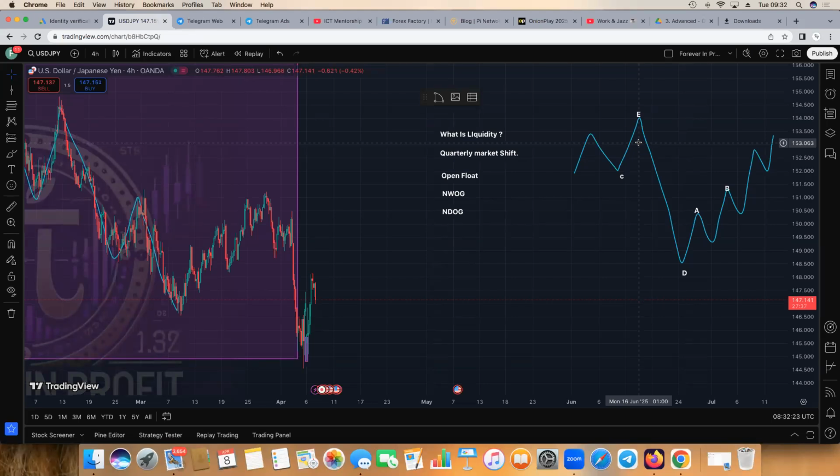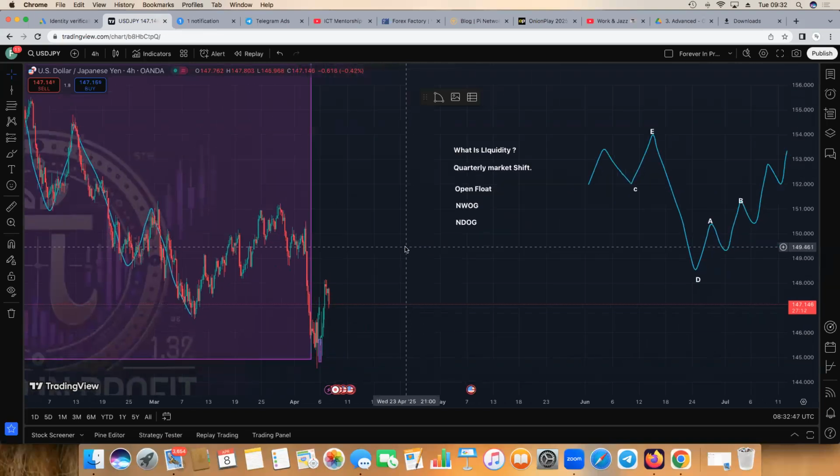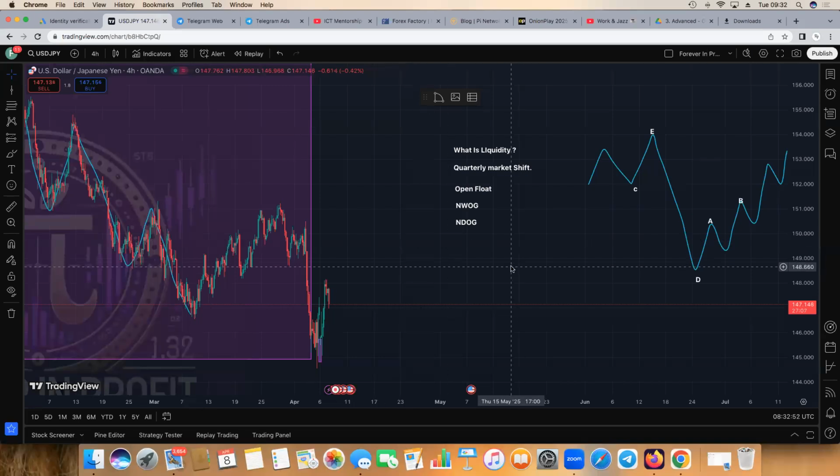Now, the second topic of discussion today: the quarterly shift. In the quarterly shift, we have the interbank price delivery algorithm data range. These are previous comments. We have the interbank price delivery data range, which ranges from 6 to 4 months, a major market shift.